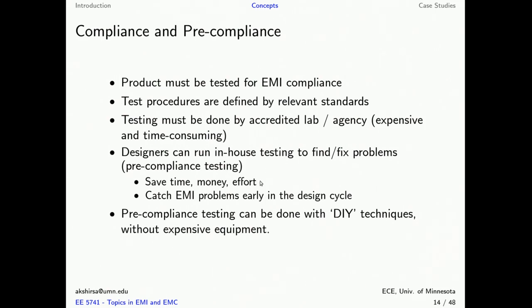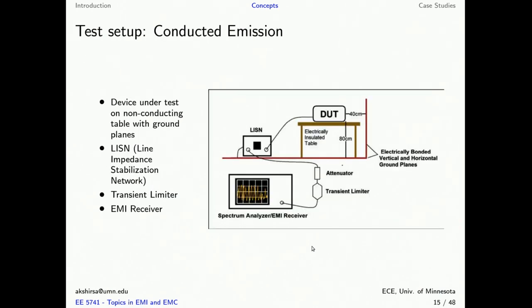The idea is that if we catch EMI problems early, it saves time, it saves money, and it saves effort. A lot of this testing can be done with quote-unquote DIY techniques, and we don't need a lot of expensive equipment. Experienced designers often have ways to estimate the amount of noise being emitted or conducted without using the entire spectrum of tests. These few slides just give a brief overview of how the testing process actually happens.